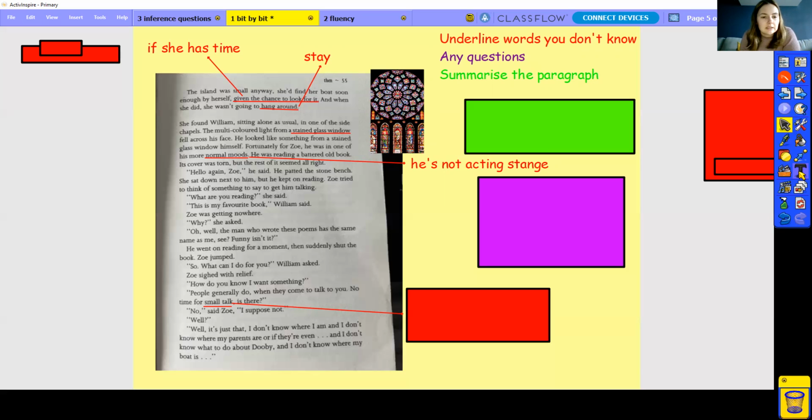"How do you know I want something?" "People generally do when they come to talk to you. No time for small talk, is there?" So I underline small talk.